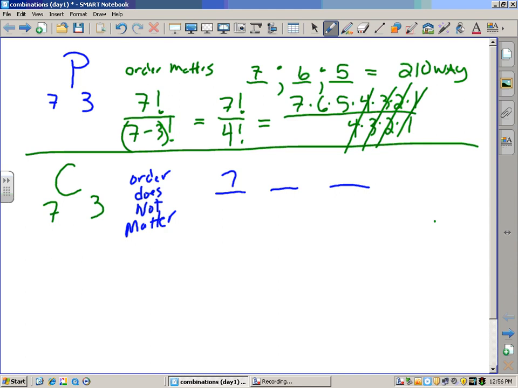So I'm still going to have 7 times 6 times 5, and I'm still going to get 210, but what do I have to end up doing? Divide by 6. Why 6? It's how many ways I can organize them: 3 factorial ways. Well, Daniel's first, then Noah, then Tia. Or Daniel can be first, and then Tia, then Noah. That's how many ways I've switched them around.